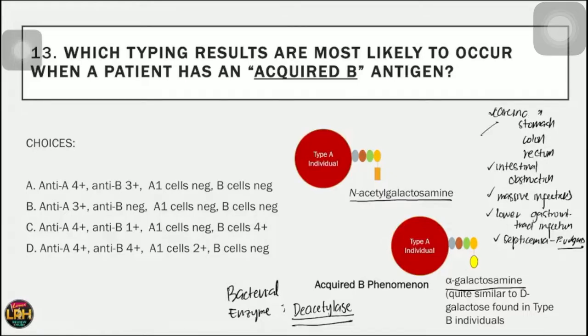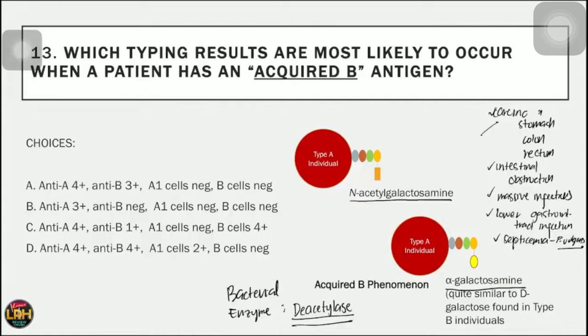In an acquired B phenomenon, these antigens are often associated with carcinoma of the colon, of the stomach, also with gram-negative infection and intestinal obstruction. So acquired B occurs in group A people when the microbial enzymes deacetylate the determinant sugar among type A individuals, which is your N-acetylgalactosamine. So it will resemble the B sugar or type B sugar, which is the D-galactose.